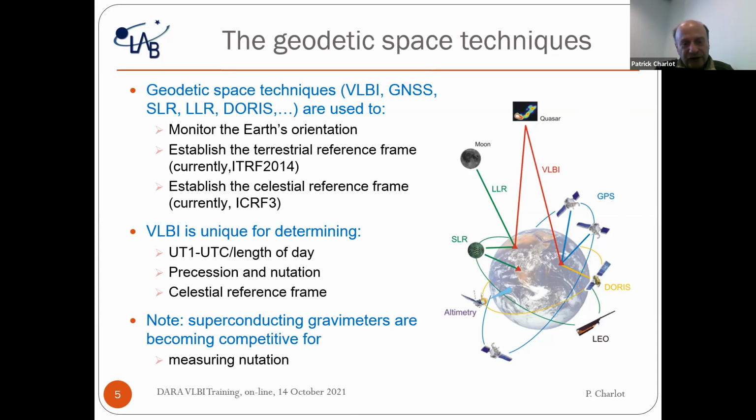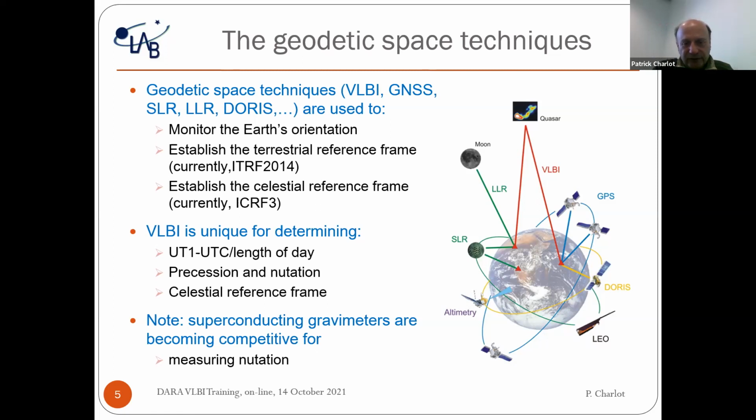LLR is lunar laser ranging. This is the same thing except that you do it on the Moon, using the reflectors that were put there by the Apollo missions some 50 years ago. And DORIS is a positioning system from the French Space Agency, which works similarly to GPS, but not exactly like that; it is also a positioning system.